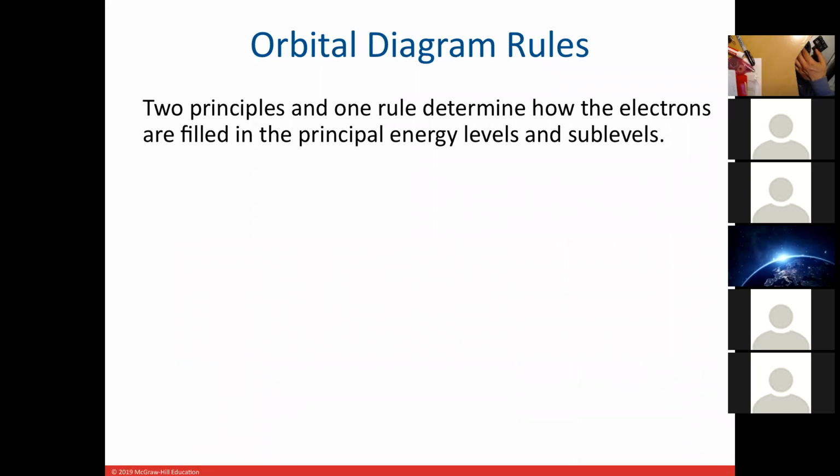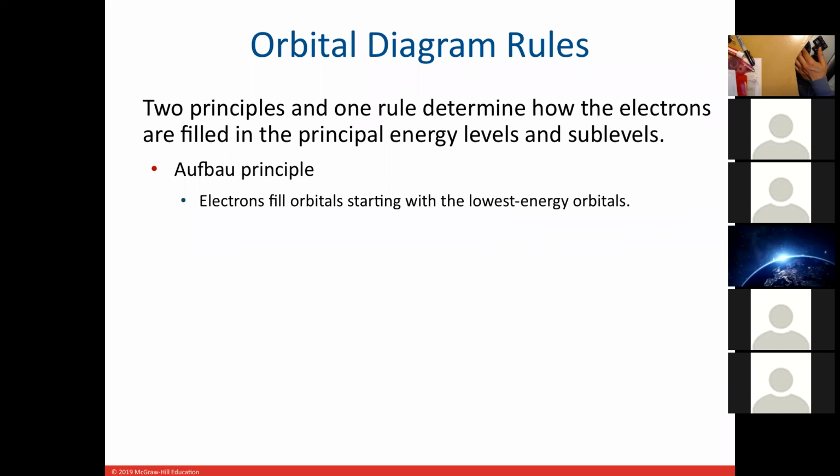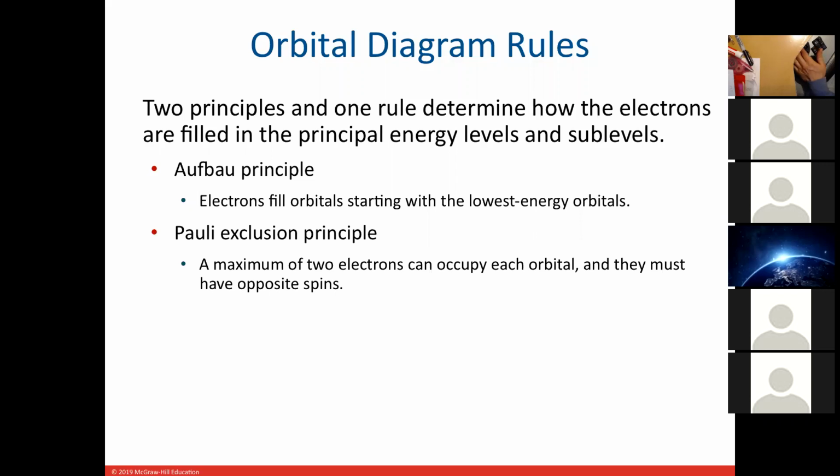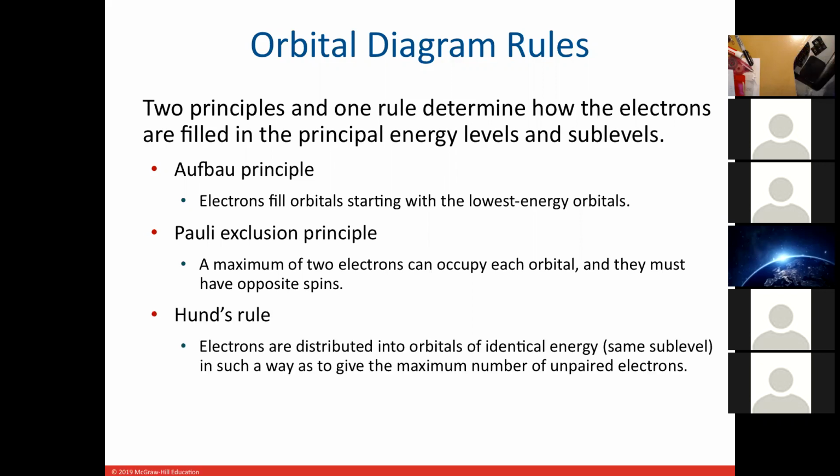Two principles and one rule determine how the electrons are filled in the principal energy levels and sublevels, right? There's the Aufbau principle we talked about. You put electrons in the lowest energy orbitals until they're full, and then you put electrons in successively higher orbitals. There's the Pauli exclusion principle that says you can have a maximum of 2 electrons in an orbital, spin up and spin down. And then Hund's rule. Hund's rule says that electrons are distributed into orbitals of identical energy.